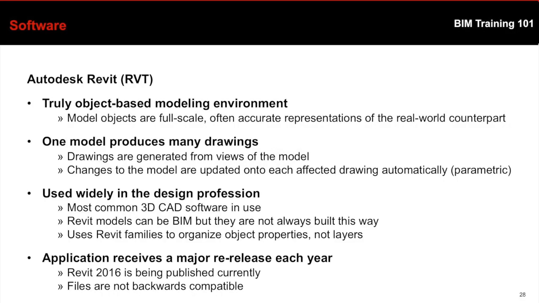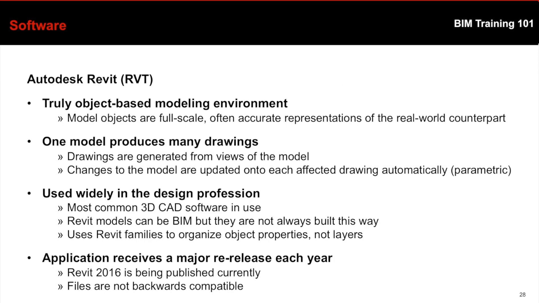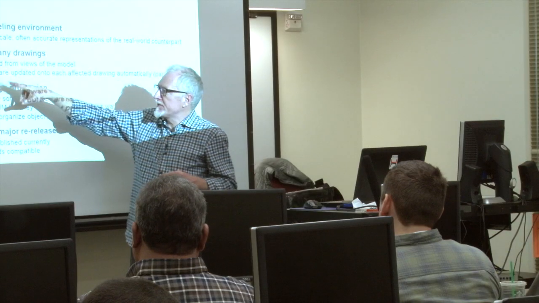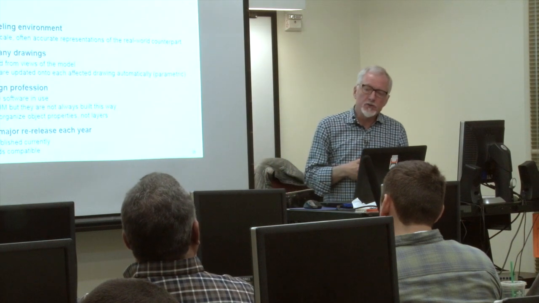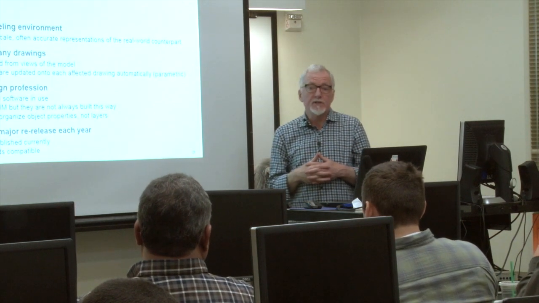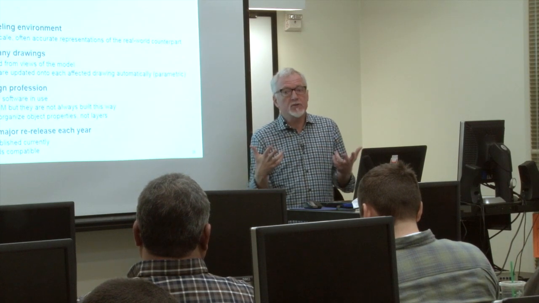So there's different kinds of software. Most of you, I think, have heard of Revit. It's a pretty major software platform by Autodesk. If you see a file that has an RVT extension, that's a Revit file. And I mentioned the parametric: one model produces many drawings. So parametric, many measurements. It's the most widely used software in the design profession, especially in North America. Most architects and many engineers are using Revit.